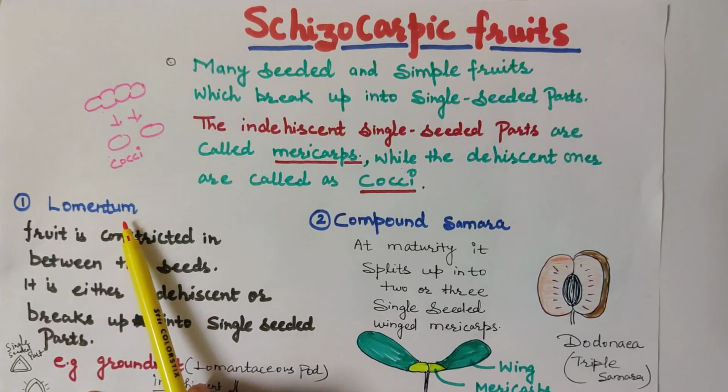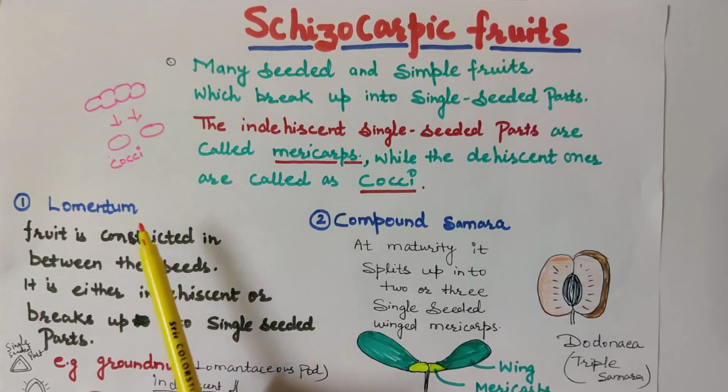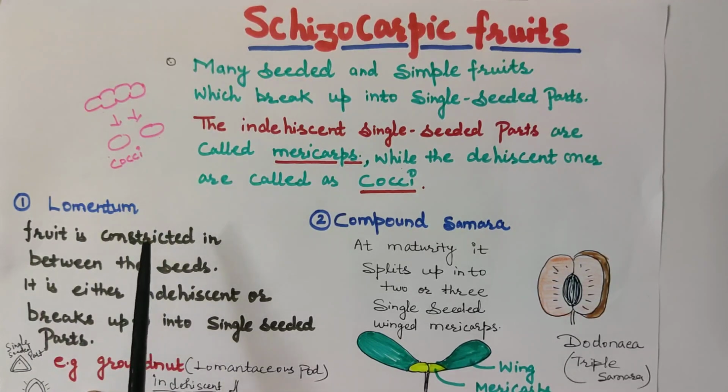First one is lumentum. In lumentum fruits, there are constrictions between the seeds. Okay, what term am I using? Constrictions between the seeds, and it is either indehiscent or breaks up into single seeded parts. Where can you see this? Lumentum fruit example is groundnut. Groundnut is a lumentaceous pod and indehiscent.